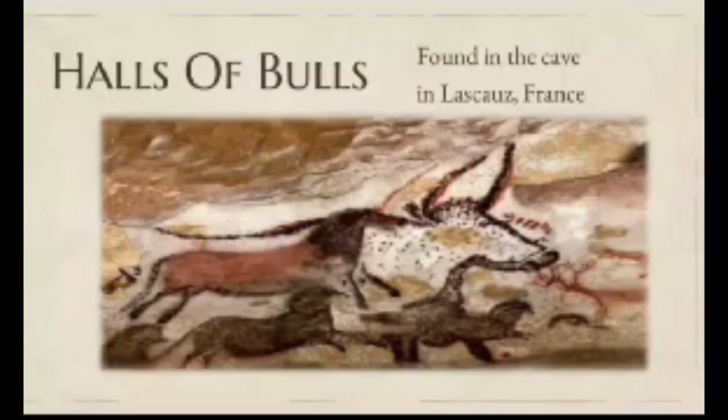Hall of Bulls found in the cave in Lascaux, France. The Hall of Bulls is located at Montignac, France. It is from the Upper Paleolithic period. The medium used was mineral pigments, and the artist is still unknown. There is no known artist for the Hall of Bulls because of historical ignorance in the age of the painting.